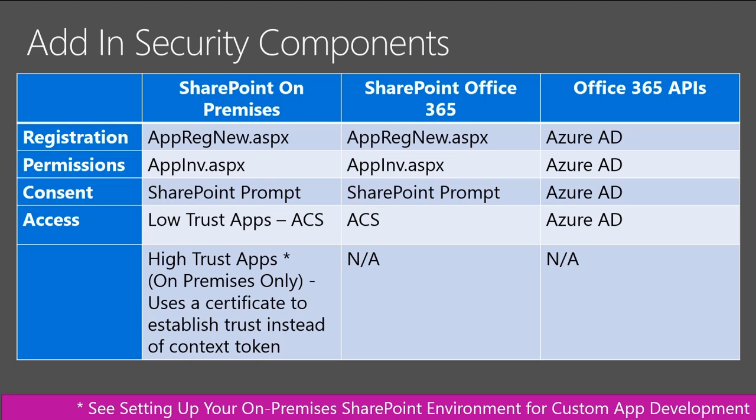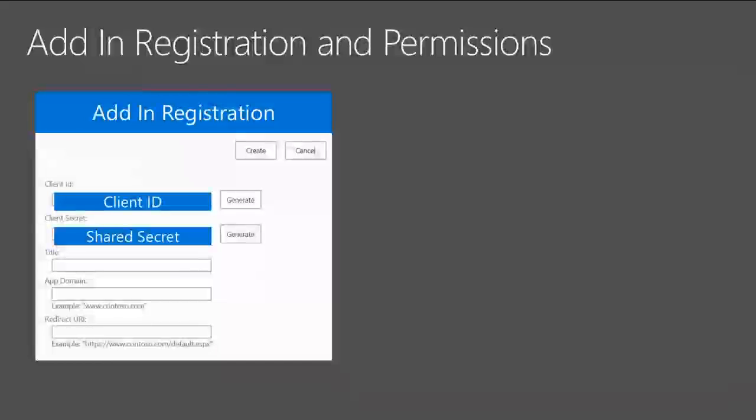For Office 365, you're going to be using ACS to sign the tokens. And for Office 365 APIs, you're going to be using Azure Active Directory to actually sign those tokens. And the ongoing access there for high trust apps is not available for Office 365, and it's also not available for Azure Active Directory because all that's managed within there. So there's no high trust app equivalent.